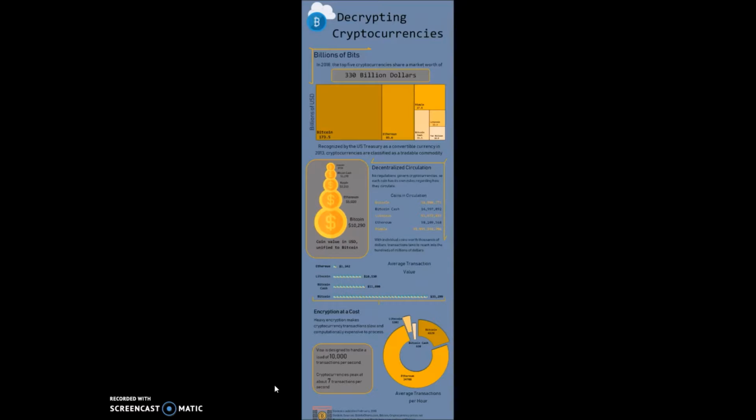I selected gray as color theory associates gray with security and the future, and the areas I used it in link cryptocurrencies back to more mainstream economics.